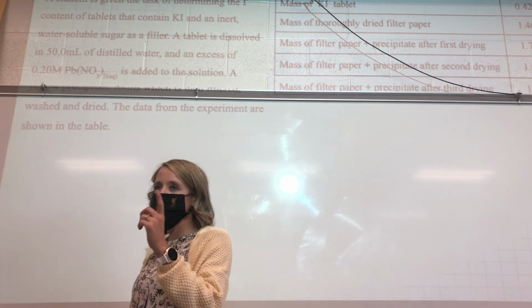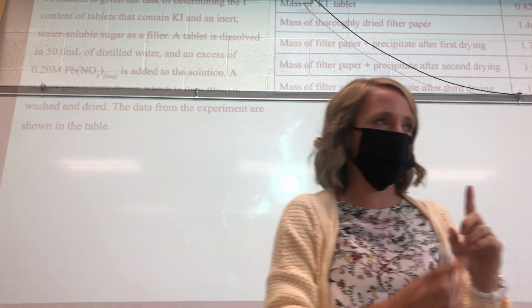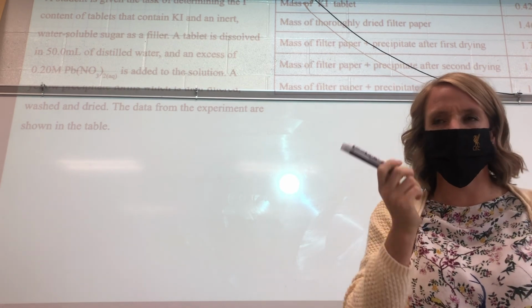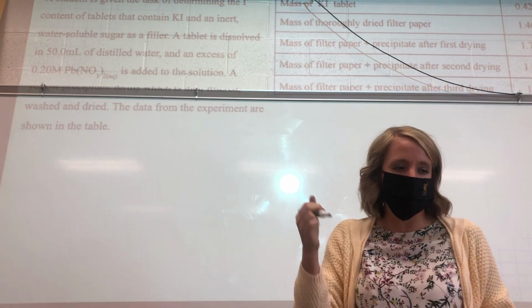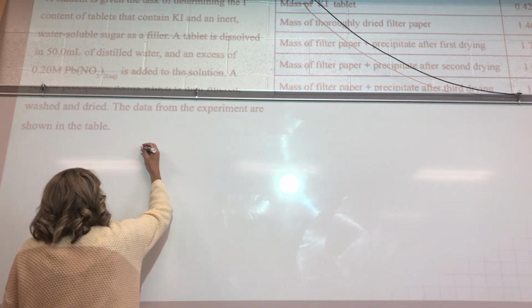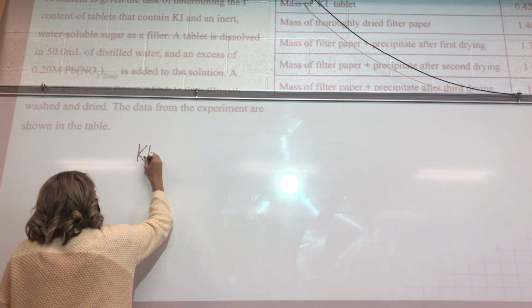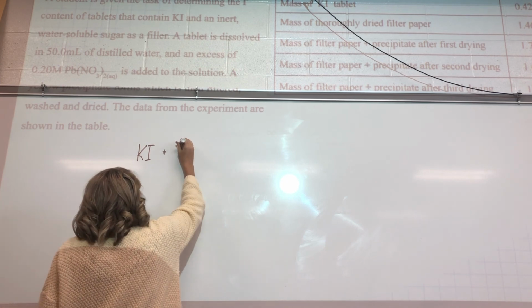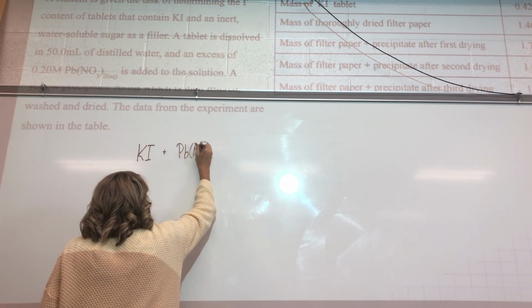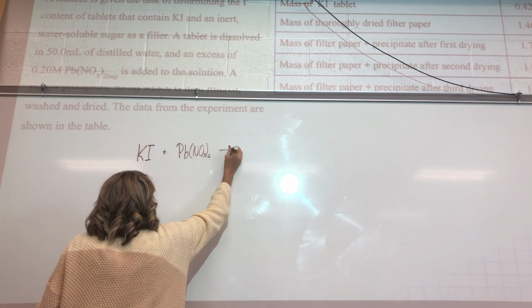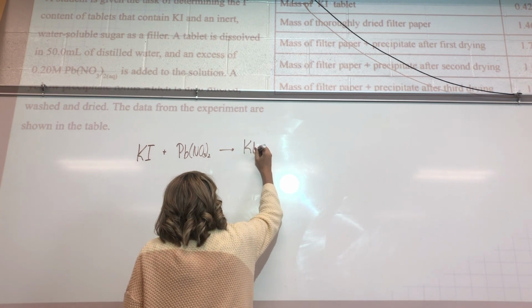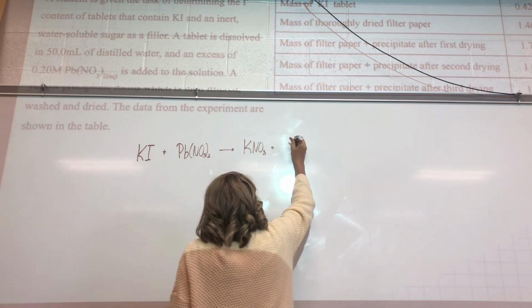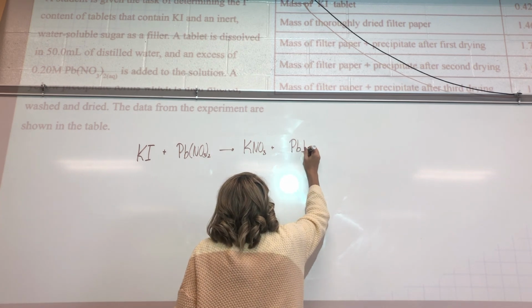I'm going to do part A for you because we haven't learned how to write formulas yet. We will eventually, but not yet. So just write this down under part A. The reaction that's happening here is we have some potassium iodide reacting with lead nitrate, and it's making potassium nitrate and lead iodide.